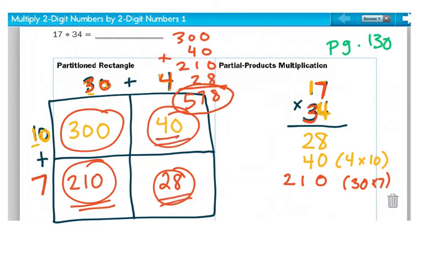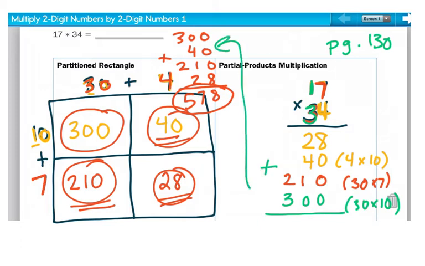And then lastly, I will take the 30 times the 10. Remember, I'm not just taking it times the number, I'm taking it times the value. So the value of the 3 is 30, and the value of the 1 is 10. 30 times 10, well, 3 times 1 is 3 with 2 zeros behind it. 30 times 10 is 300. Notice those are the same numbers up here.